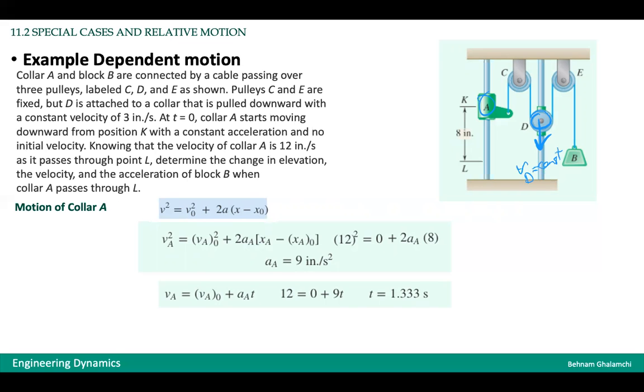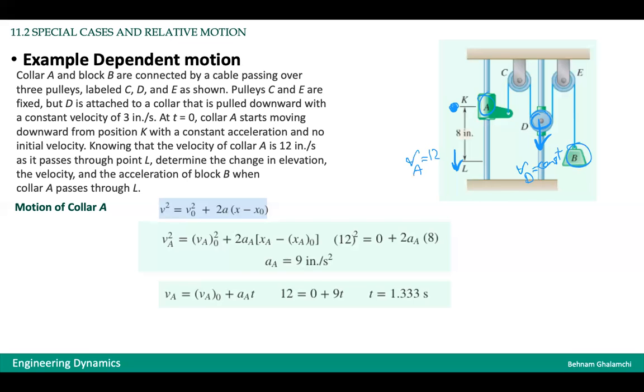What is the other information? It's telling us that at time equals 0, the collar is located at point K, but then it will pass this 8 inches to reach point L, and at that point, the velocity of A will be 12 inches per second. So now we would like to determine the change in the elevation, the velocity, and acceleration of B.